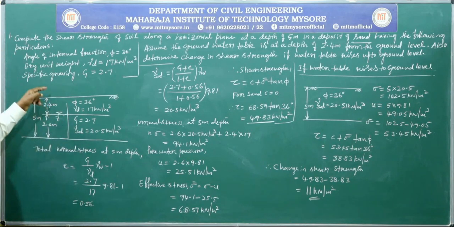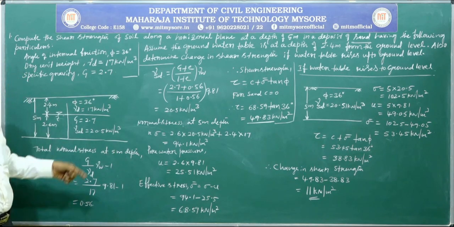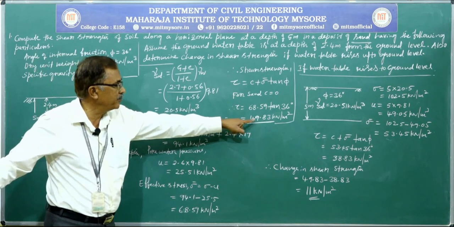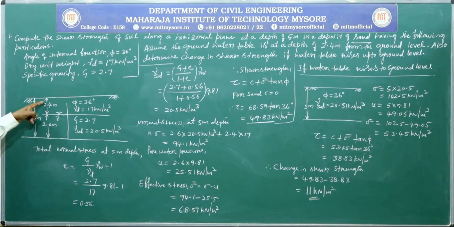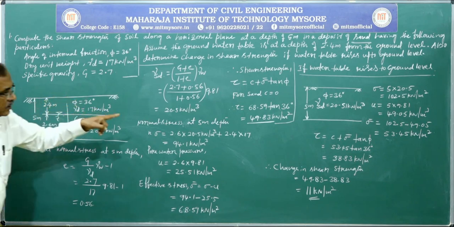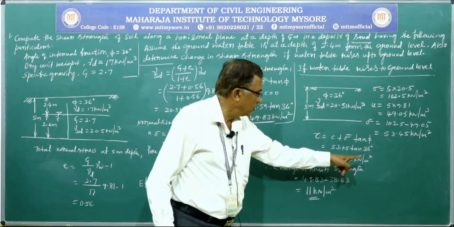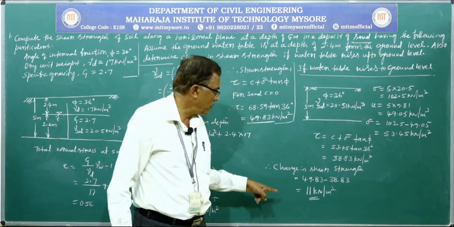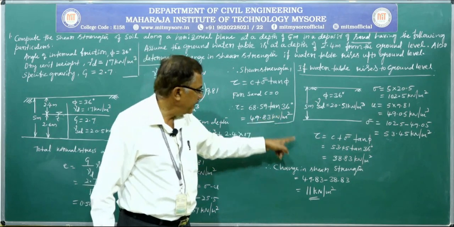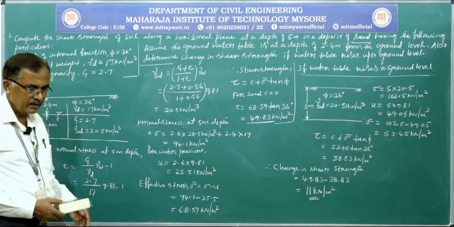So if water table is at a depth of 2.4 meter below ground level, by considering the effective stress, the worked out shear strength value is 49.83 kilonewton per meter square. Suppose if water table rises up to the ground level, the worked out shear strength will be 38.83 kilonewton per meter square. Therefore, change in shear strength is equal to 49.83 minus 38.8, that is 11 kilonewton per meter square.